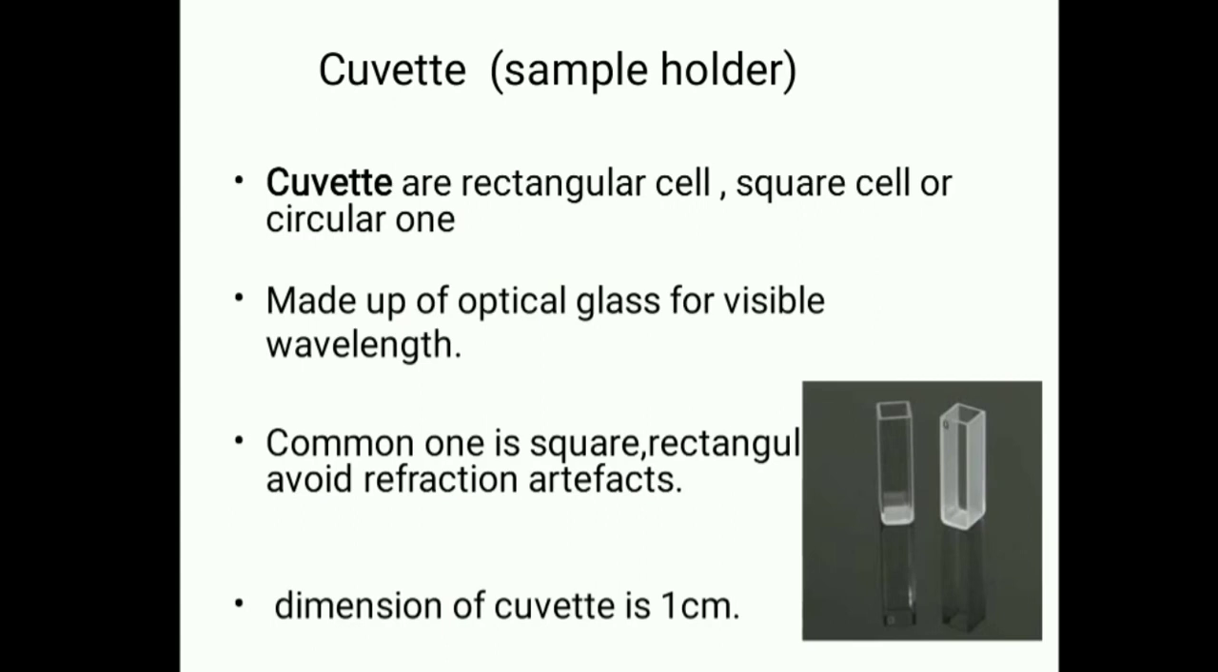We place our sample in cuvettes. These cuvettes are simple sample holders. Cuvettes are rectangular cells, square cells, or circular ones made up of optical glass for visible wavelength. The common one is square or rectangular, to avoid refraction artifacts. Dimension of cuvette is 1 centimeter. One side of the cuvette is made up of quartz and another is made up of glass. When we place our sample in a spectrophotometer or colorimeter, we prefer the glass side to be placed towards the light source.